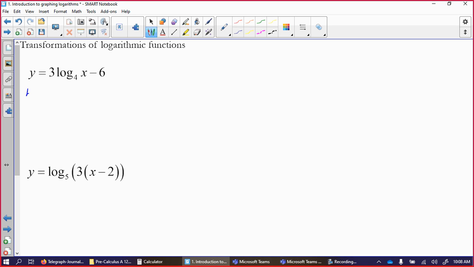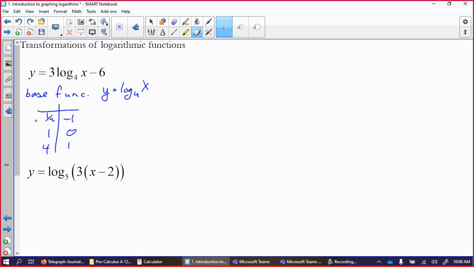We need to be able to identify the base function. Log base 4 of x: -1, 0, 1 for the y values, and 1, 4 for the x values.